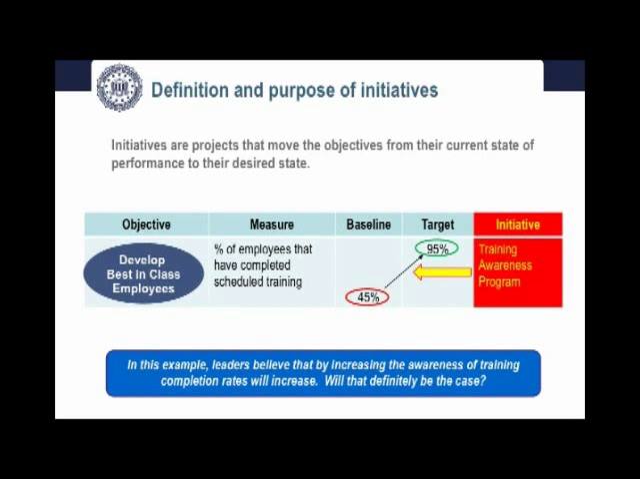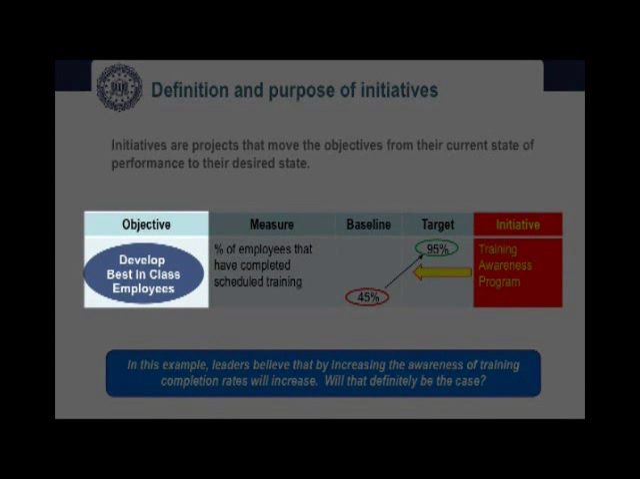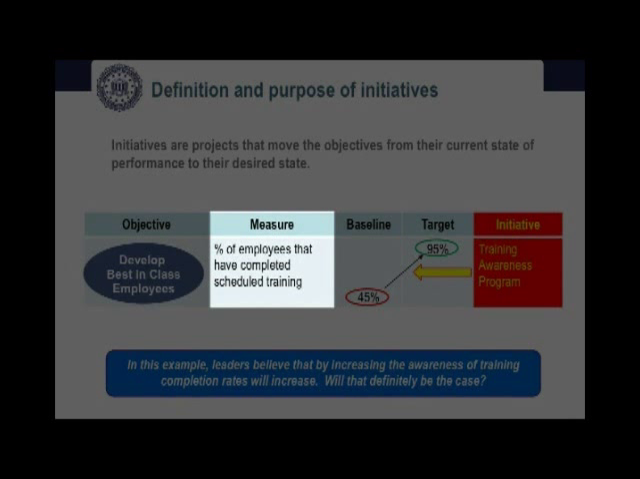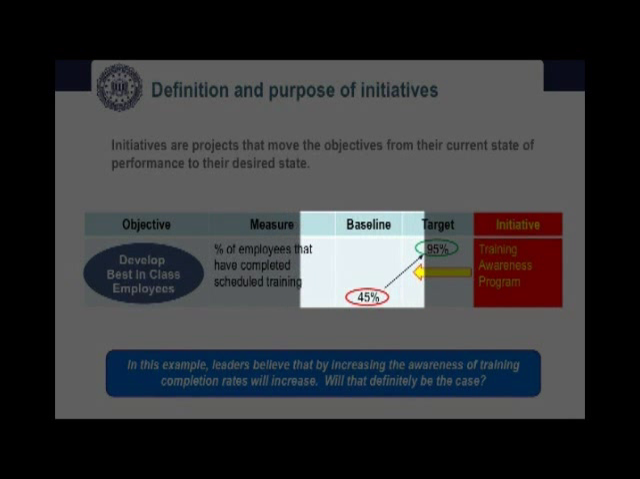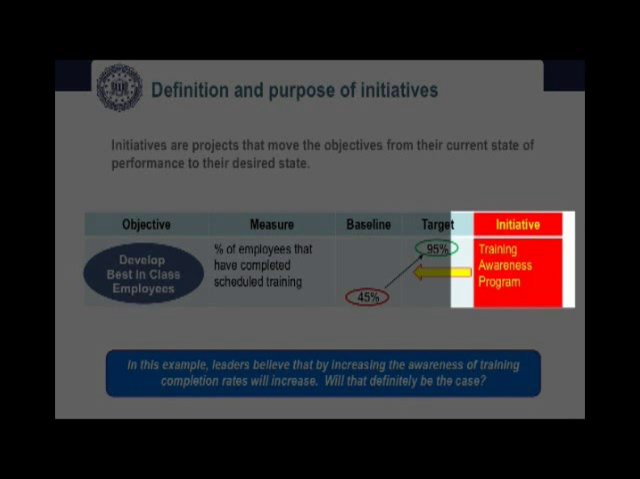Yes, we're using initiatives. They're projects that are driving our performance level from the baseline to the targeted level for each of the specified objectives in the strategy, simply put, okay? So we have objectives. In this case, we want to develop a best-in-class workforce. What we're trying to do is gauge that with the percentage of employees that have completed scheduled training. Now for this notional example, that's what we're using. We're saying the baseline is 45%, the target is 95%, and the initiative is this training awareness program.